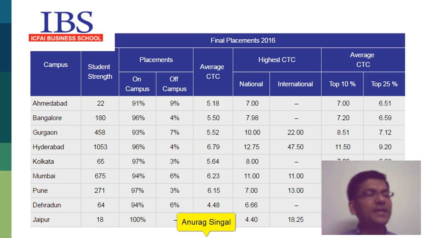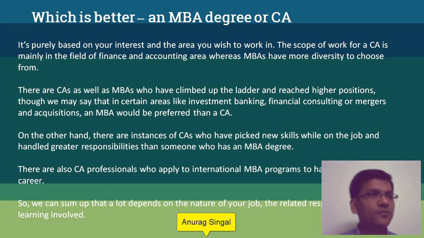Even if you look at ICFAI Hyderabad, 1053 people. How many of them get placed on campus? 96%. Average CTC 6.79, with the highest being 12.79 in the domestic. ISB, IBS. We're not looking at the 1 year course today or shorter time.